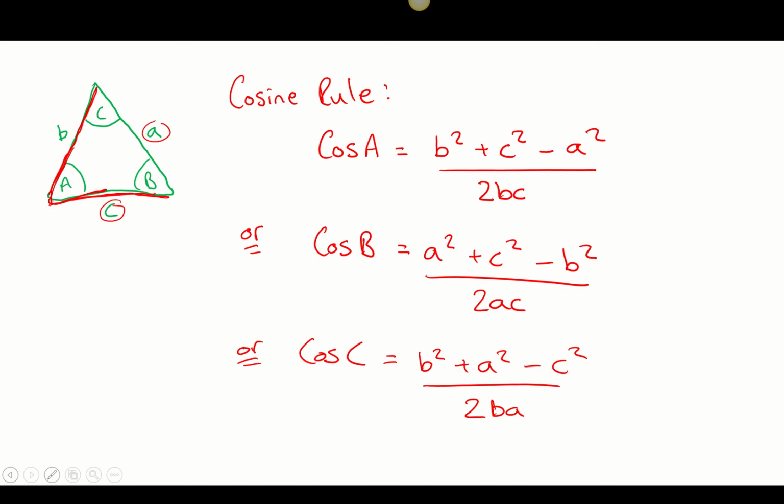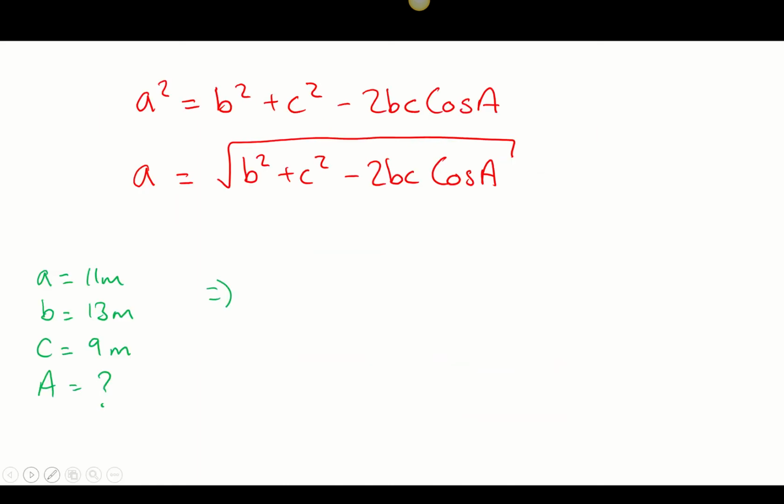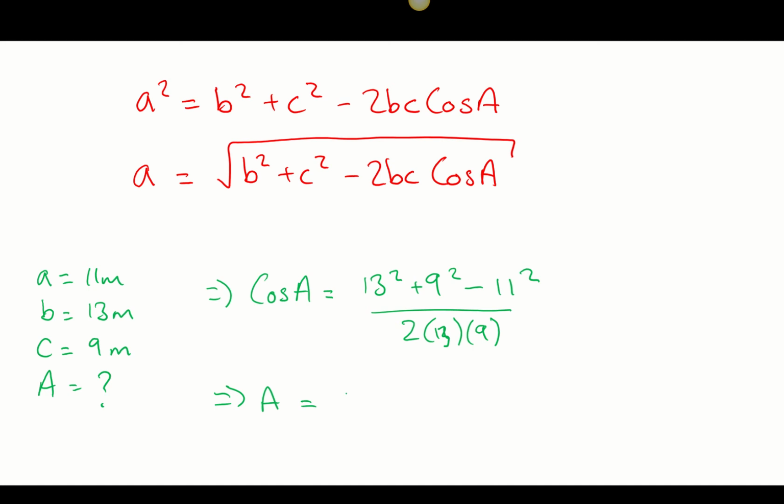The angle A is going to be made up through the sides B and C. Remember that. So we want to find the cosine of A, which is going to equal 13 squared plus 9 squared minus 11 squared, divided by 2 times 13 times 9. So ultimately A is going to equal the inverse cosine of 13 squared plus 9 squared minus 11 squared, all divided by 2 times 13 times 9. Put that in a calculator, you'd get your value for A.